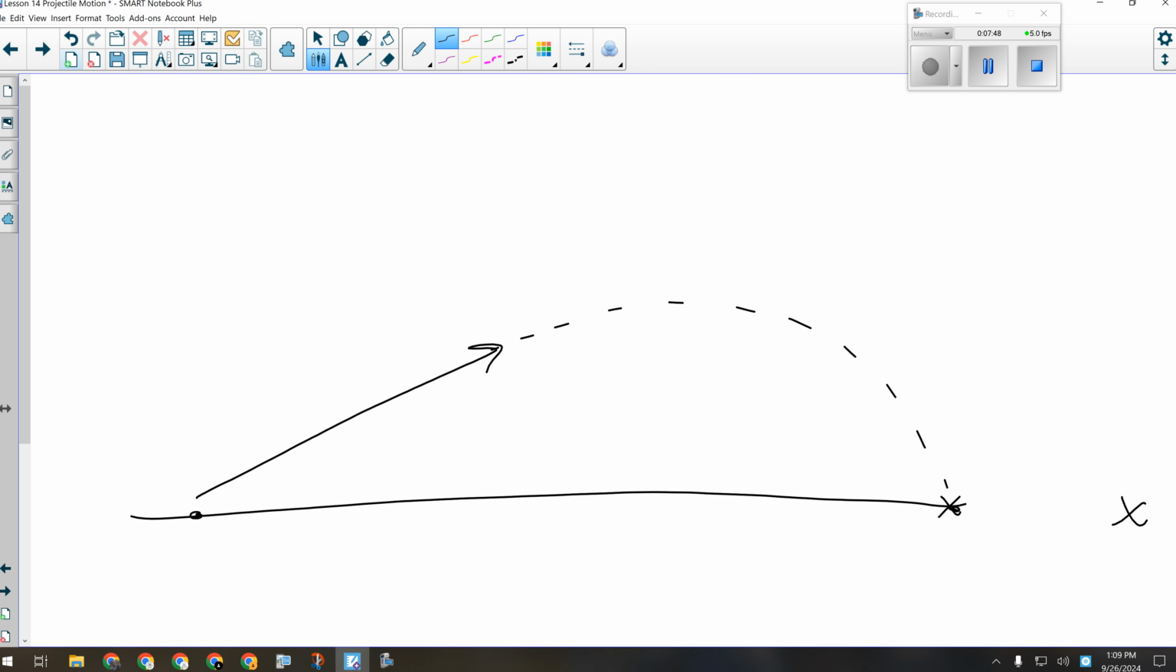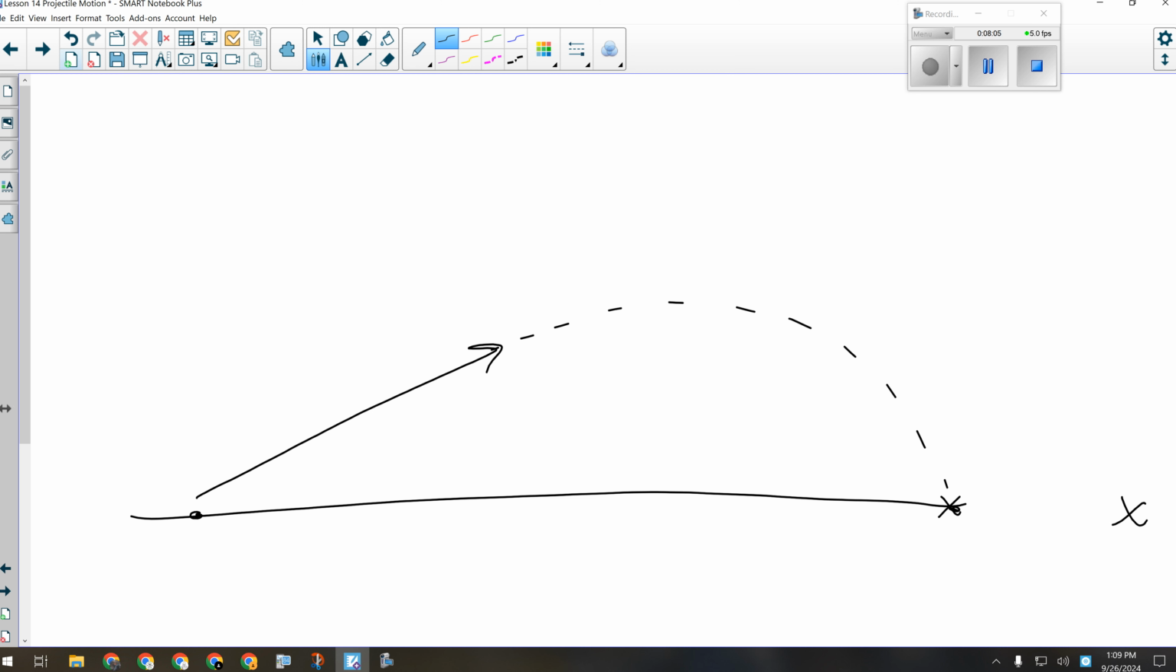Okay? If I was watching this from like head on, so I really couldn't see the horizontal part of what it was doing, I would see an object that's launched, I would see it do this. I would see it go up and come back down. If I couldn't see the horizontal part of it, that's all I would see, an object that goes up and then comes back down.